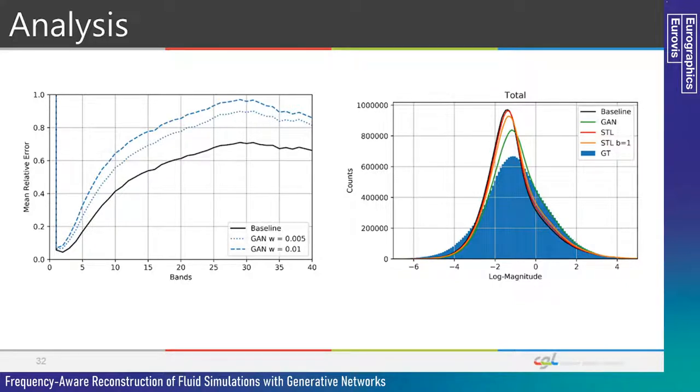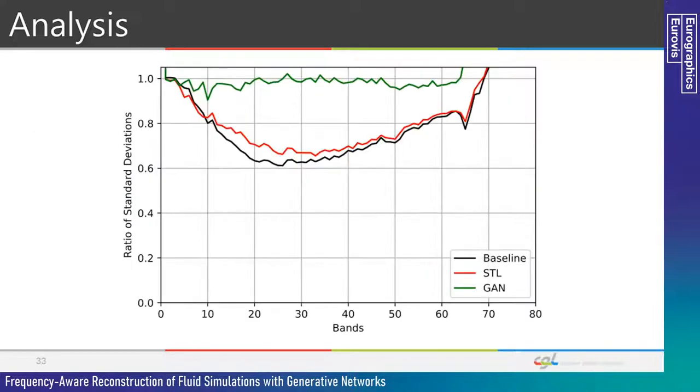Using the GAN, we can also show that our log magnitude histogram is a good proxy for evaluating high frequency convergence. In black is again the baseline, and in blue the ground truth data. In green, you see the log magnitude histogram of the GAN, which matches the ground truth data much more closely. STL is slightly better than the baseline and already matching the ground truth data a bit better.